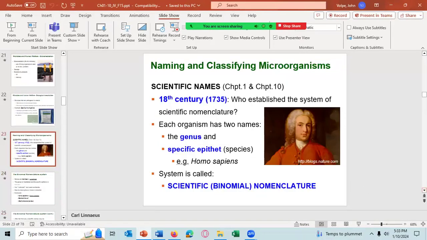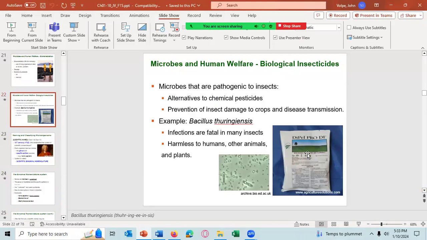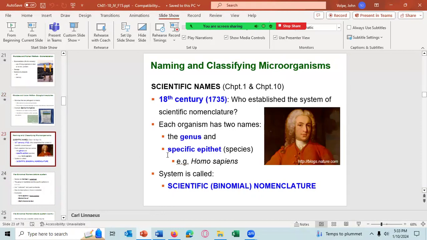All right, any questions about the uses of microbes, either for humans or the use of microbes in recycling nutrients on the planet Earth? If there's no questions, I'm going to switch topics now and talk about the naming and classifying of microorganisms. This is actually mostly chapter 10. We're going to talk about the scientific names.